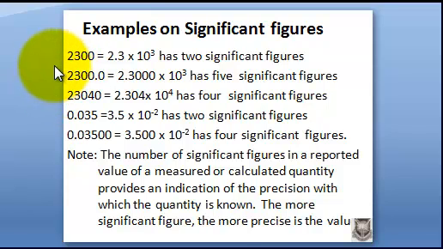You can see examples: 2300 having two significant figures, 2300.0. Because of the decimal point, the digit after the decimal must be considered, therefore giving 5 significant figures. We have 23040 having 4 significant figures. Applying it diligently, 0.035 has 2 significant figures. 0.03500 has 4 significant figures.